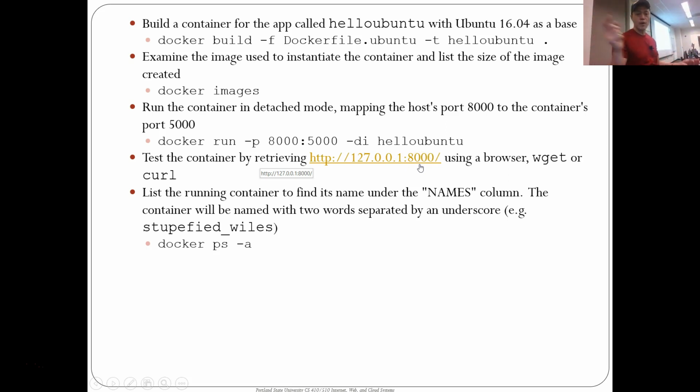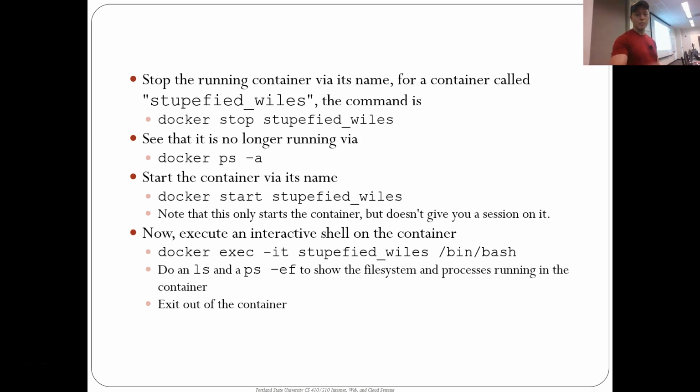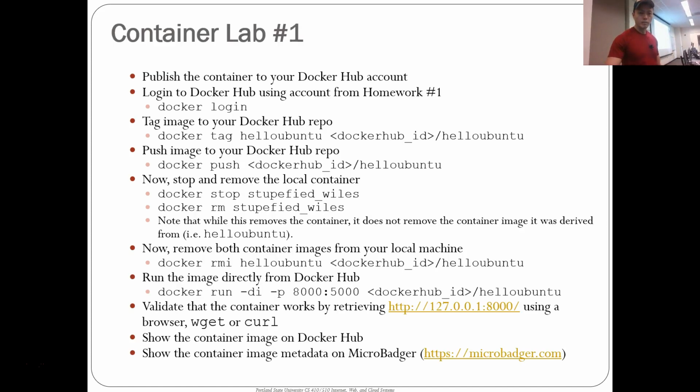So that's the first step. Then I want you to do a docker ps to see the name of the running container. I want you to do a stop on that container, show that it's no longer running, and start it up again. I want you to do a docker exec of /bin/bash so you can get an interactive shell on that container. Then I want you to poke around. Do an ls, do a ps. Navigate the container from within, to see what's there, to show all the file system and the processes that are running. And then exit out of that container.